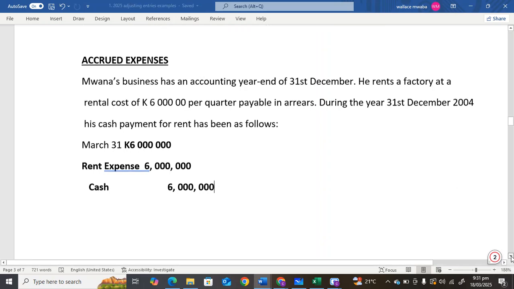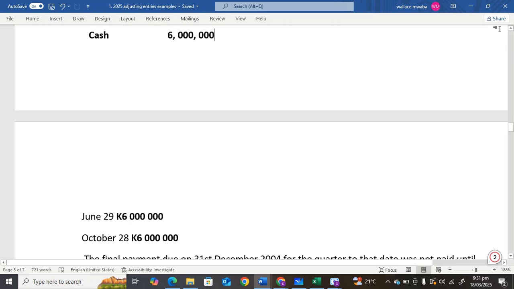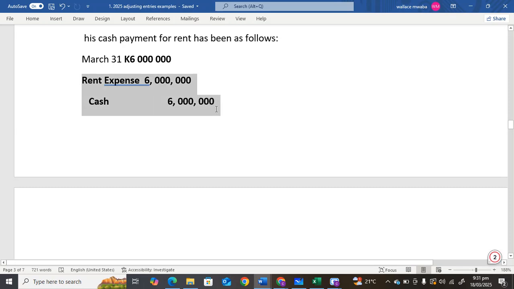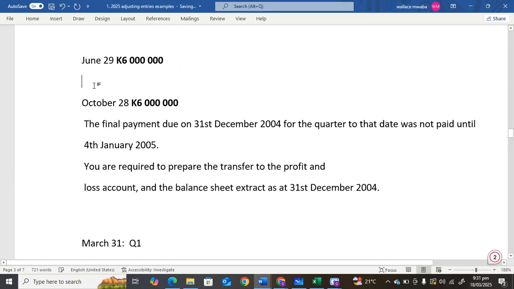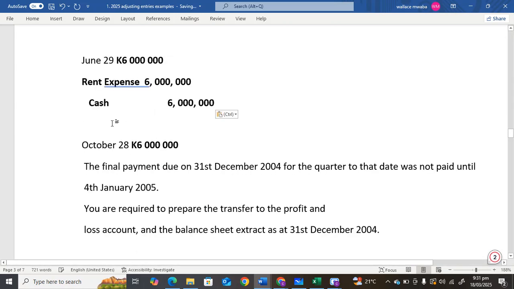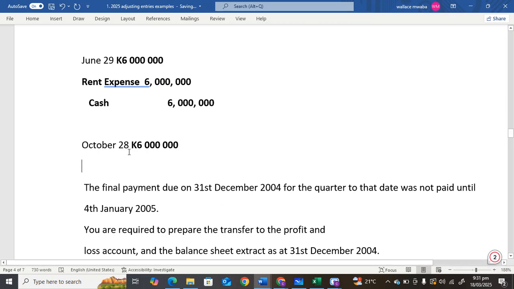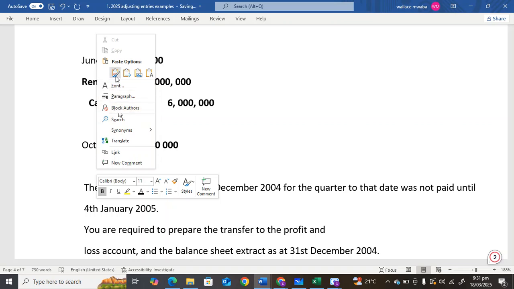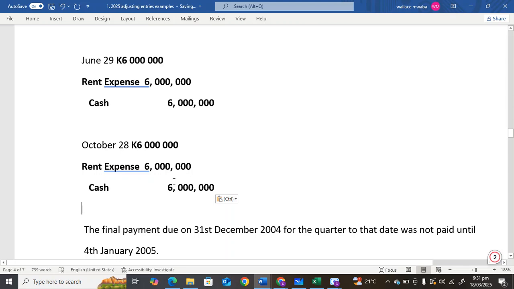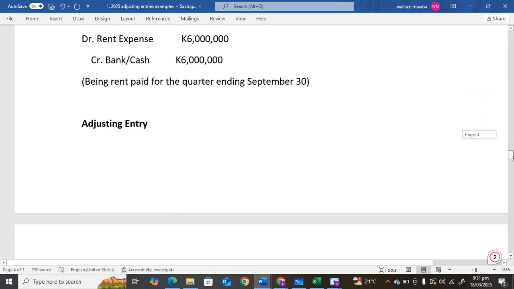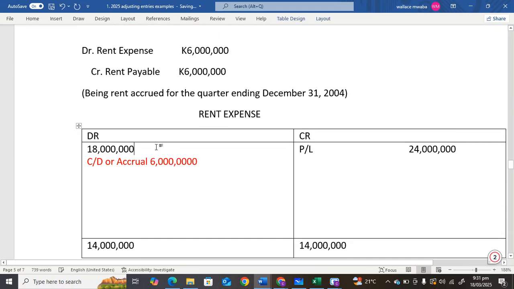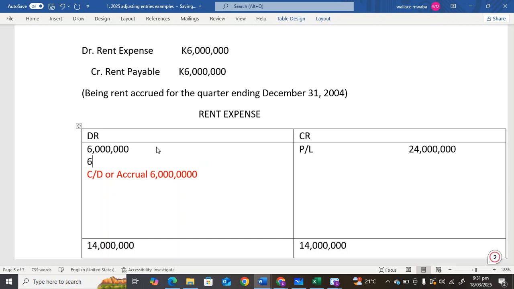So this journal entry will be done also for June and it will be also done for October. So in the rent T account, let's look at the rent T account. Rent, you put 6 million here, another 6 million here, another 6 million here.